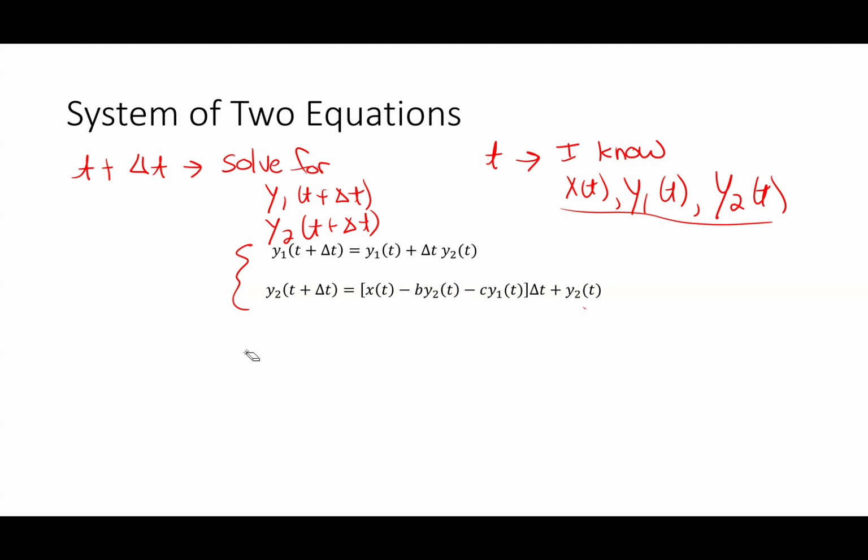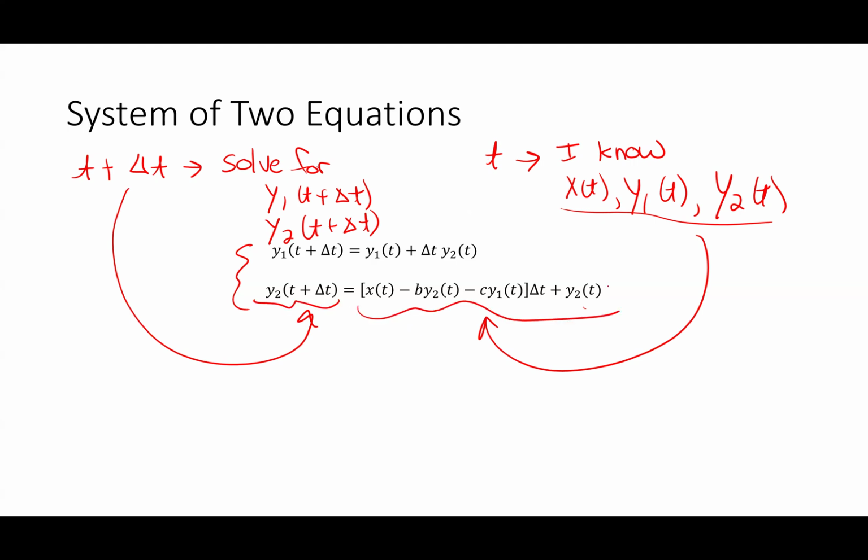In other words, I know everything on this side of the equation. And then I'm solving for everything on that side of the equation. So I solve for these values, knowing these values, right? So I know everything on the right side, and I solve for everything on the left side, right? That's basic. So you just iterate just like you would in the first order. All right.